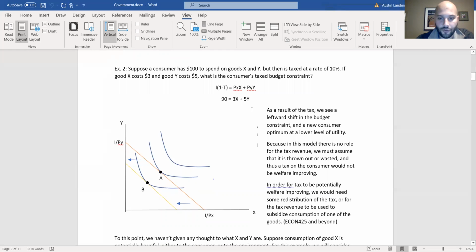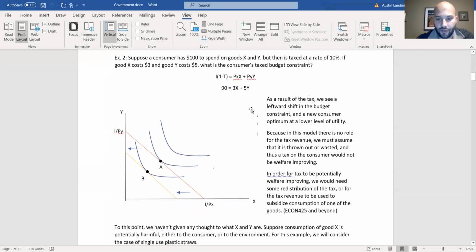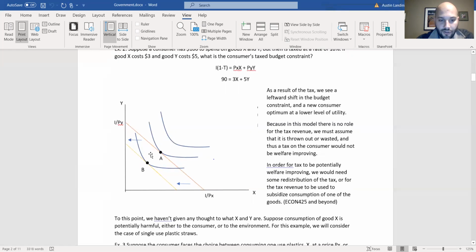As a result of the income tax, we see a leftward shift in the budget constraint. We see a new consumer optimum at a lower level of utility. At this new budget constraint, given the lower taxed income, the consumer is no longer able to afford point A, and the income effect shifts us onto a new, lower indifference curve.